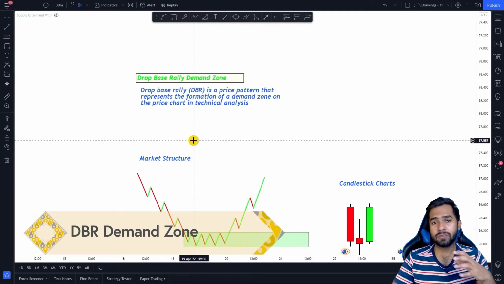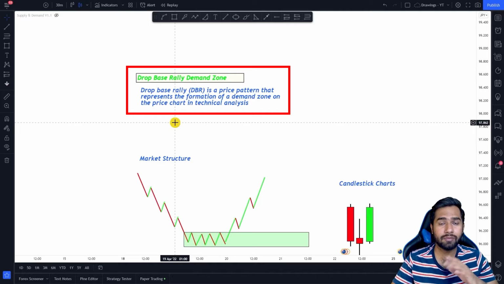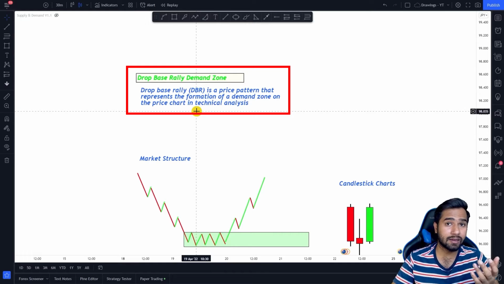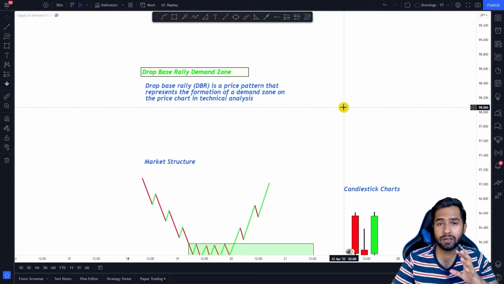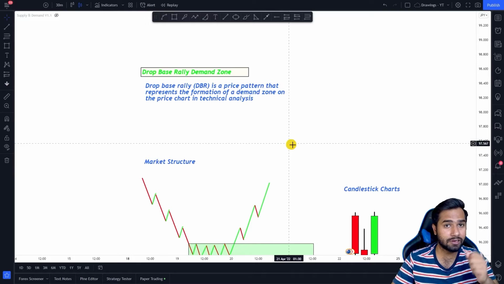Okay, so first of all, the drop-based rally demand zone is one of the two types of demand zones. The other one is rally-based rally, which we have discussed in another video. The drop-based rally demand zone is a price pattern that represents the formation of a demand zone on the price chart in technical analysis. These zones are important because the market moves from one zone to another, and we'll be seeing that live on the charts later in this video.